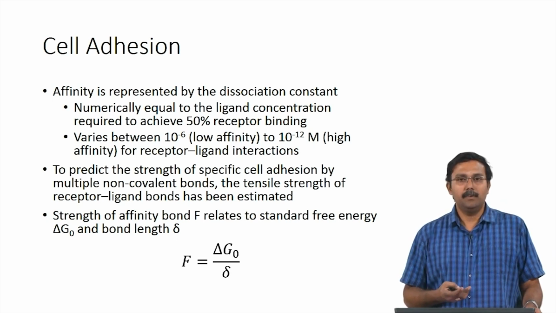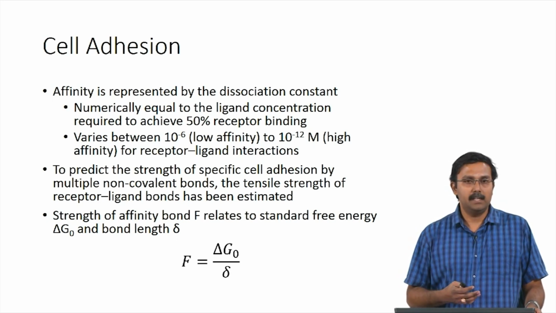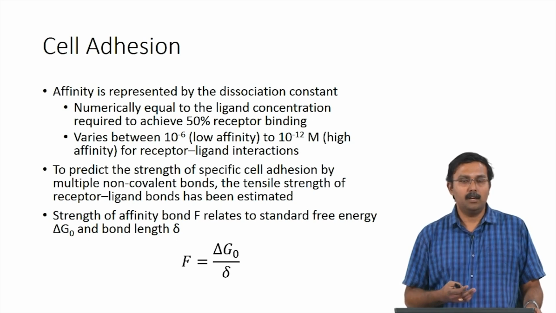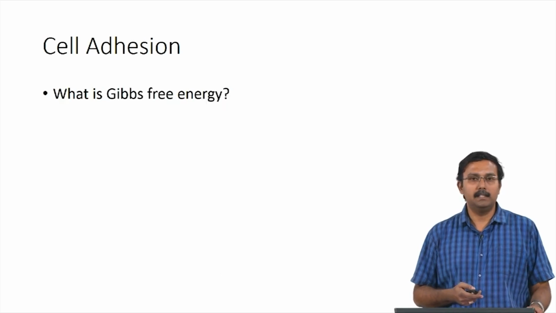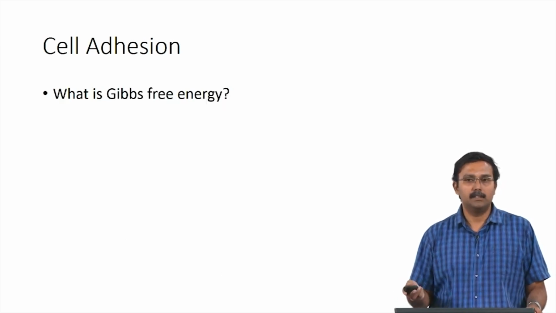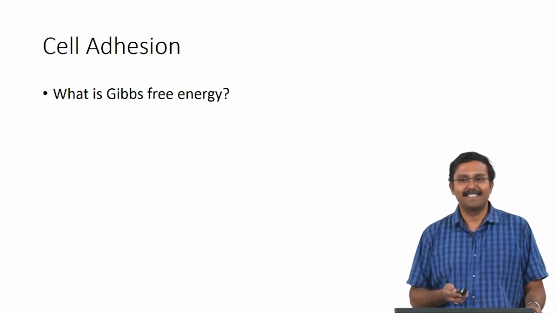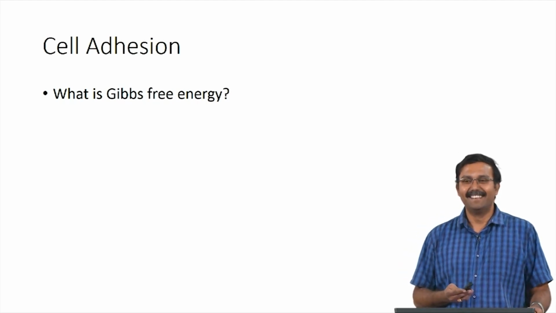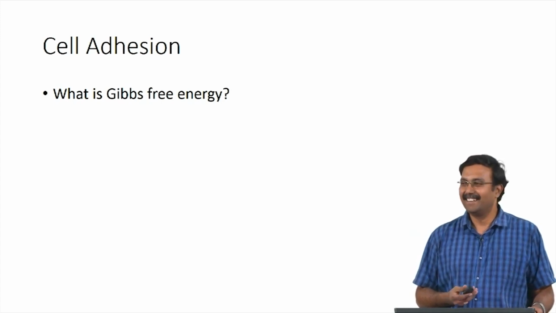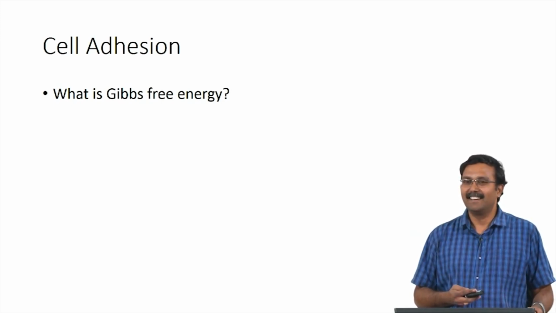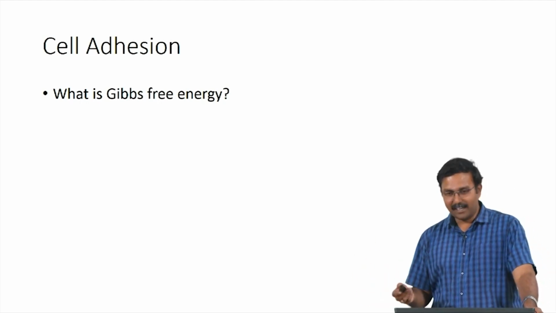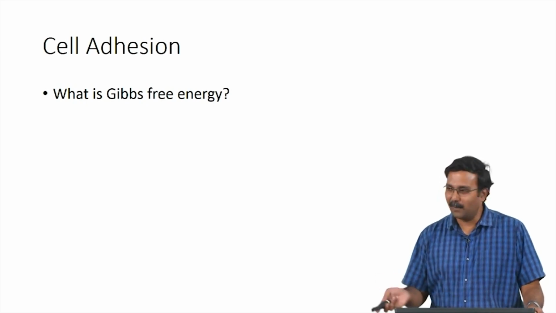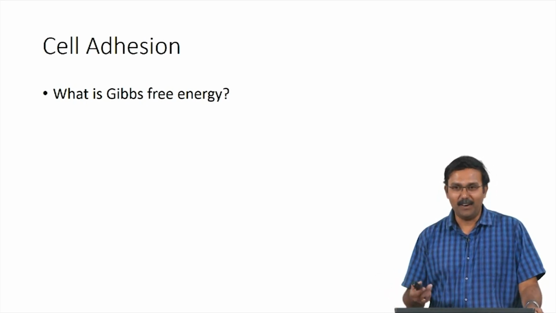So, the strength of the affinity bond relates to the standard free energy, which is delta G naught, and the bond length. So, what is this delta G? What is Gibbs free energy? At least the ones who are studying thermodynamics this semester. The spontaneity of the process. That is the outcome. So, if your Gibbs free energy is negative, then the reaction will happen spontaneously. That is fine. But what is Gibbs free energy?